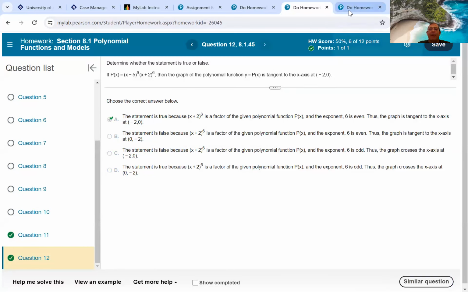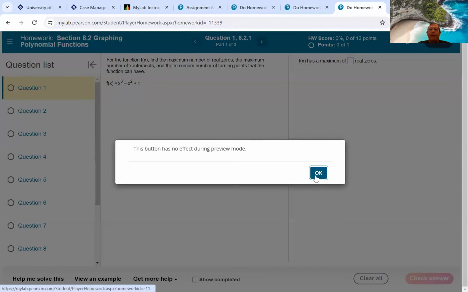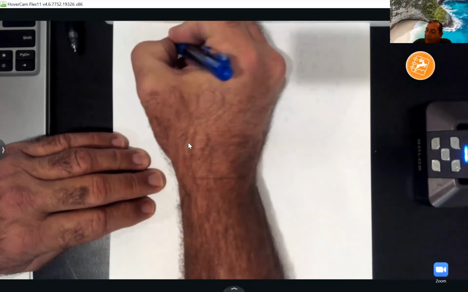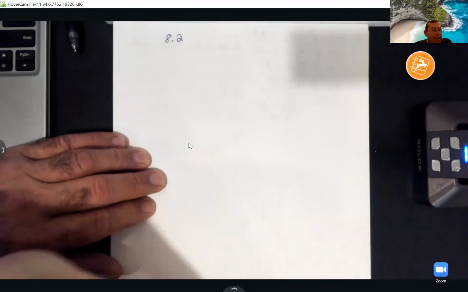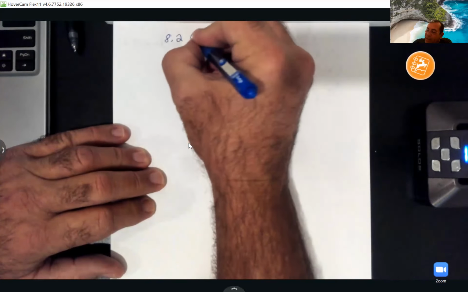All right, so let me get it ready for my next one here. All right, y'all, so we'll go back to the pad. We're about to learn about the third section. All right, so 8.2, this is the last one of the day. 8.2 deals with graphing polynomial functions.